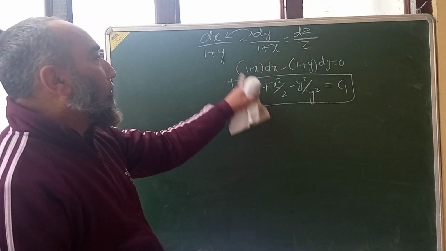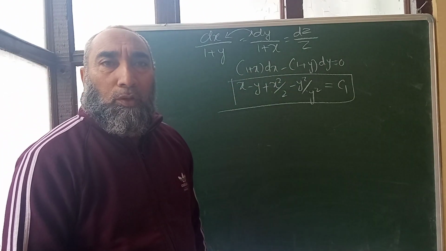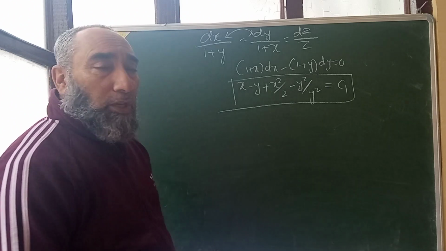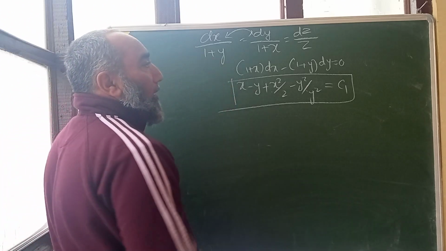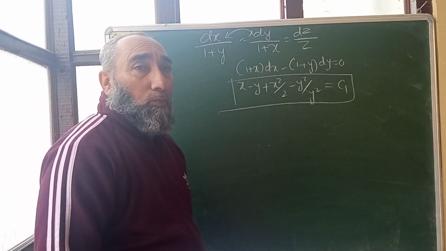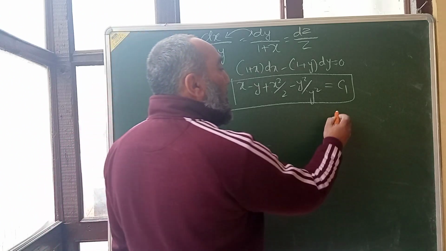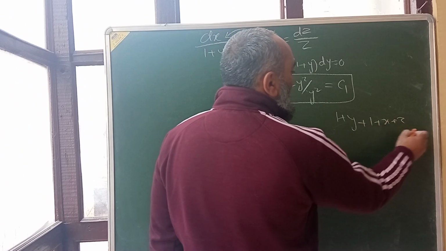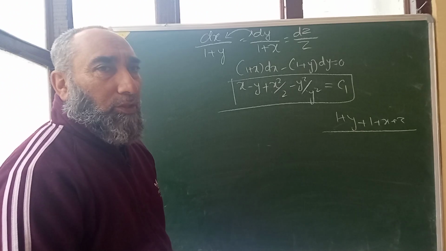Obviously, you are seeing that we cannot use this solution anymore, so I cannot be using rule 2. For rule 3, I have to choose multipliers such that the denominator is 0. Your denominator is 1 plus y plus 1 plus x plus z. You see, you cannot make it 0. You cannot choose such things.